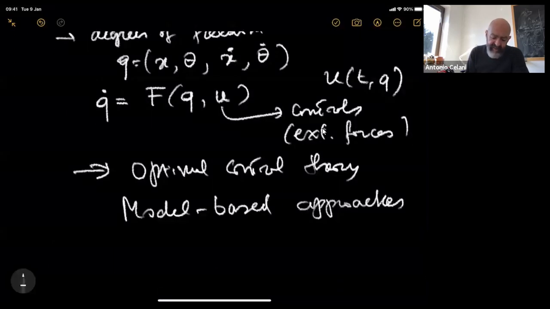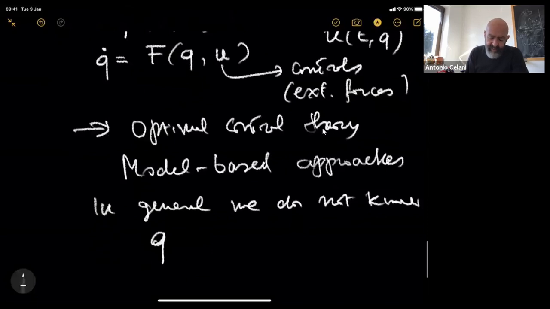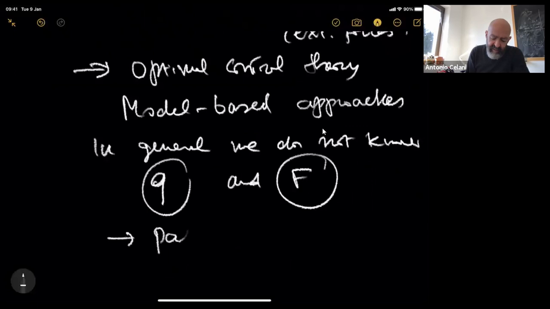So formally speaking, in general, we do not know q and we do not know f. So we don't have access to all possible degrees of freedom of the system, and we do not have access to the laws of motion that describe the system. We can only make assumptions. So a big question that we will address is, can we learn to control a system like this without knowing what all the degrees of freedom are, or having access only to a limited subset of them? Which means, can we address partial observability?